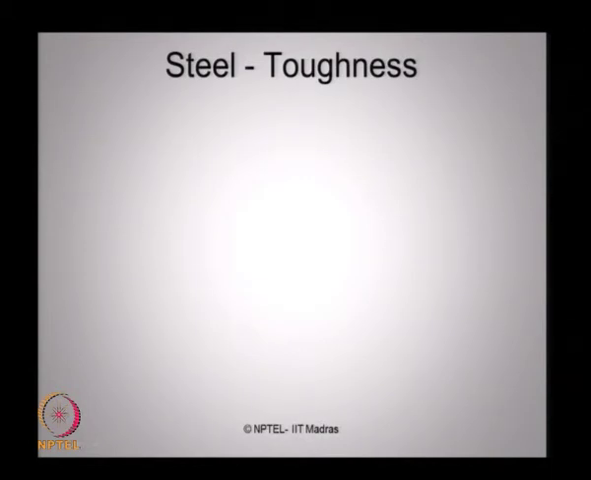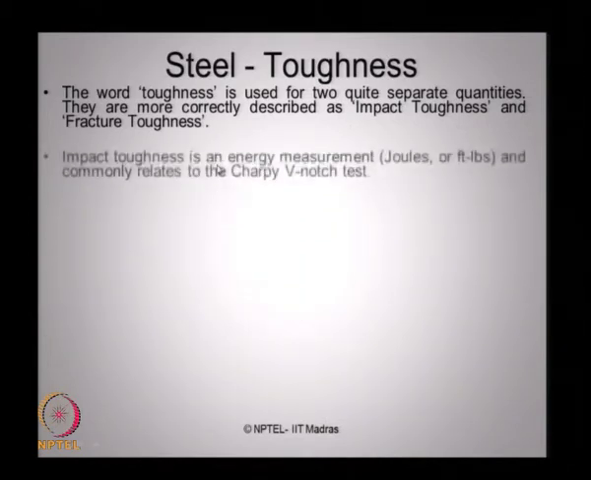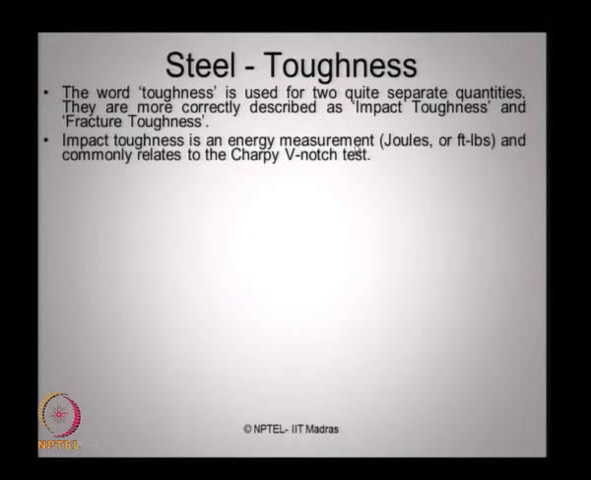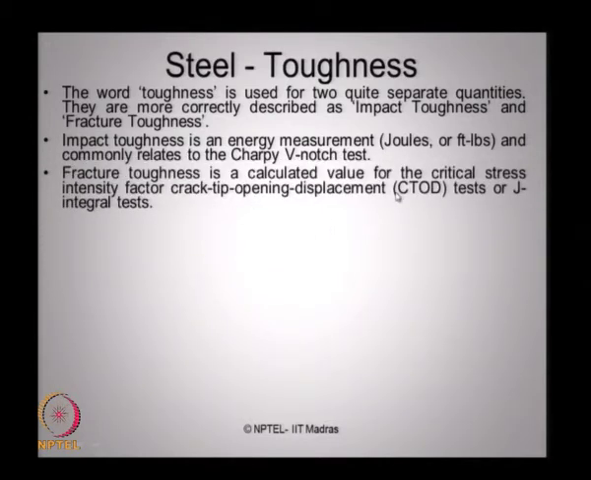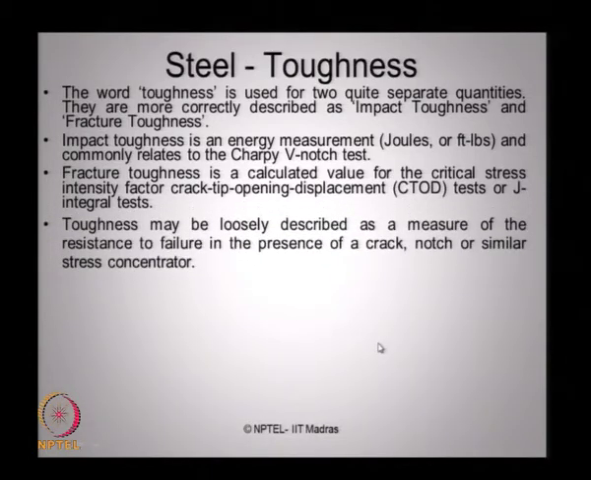Let us look at toughness of steel for application in offshore structures. The word toughness is used to understand two different things. One is impact toughness, the other is fracture toughness. Impact toughness is an energy measurement which is generally given in joules or foot pounds and commonly relates to the Charpy V-notch test, whereas fracture toughness is a calculated value based on the critical stress intensity factor, the crack tip opening displacement test, or what we call the J integral test in the literature. Toughness may be loosely described as a measure of the capacity to resist failure in the presence of a crack, notch or similar stress concentrators.